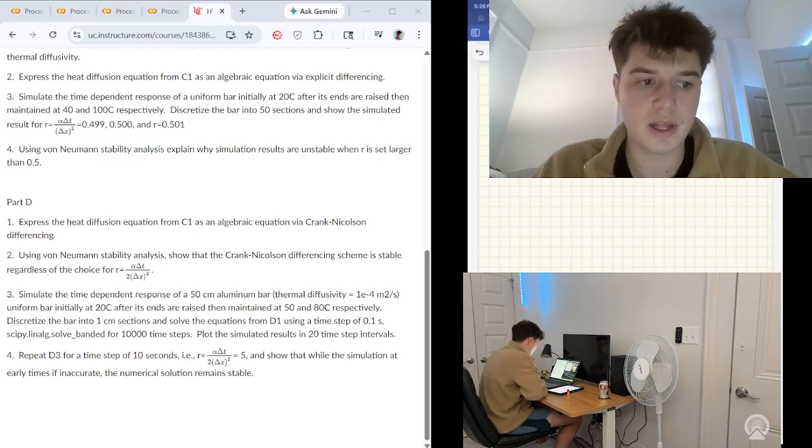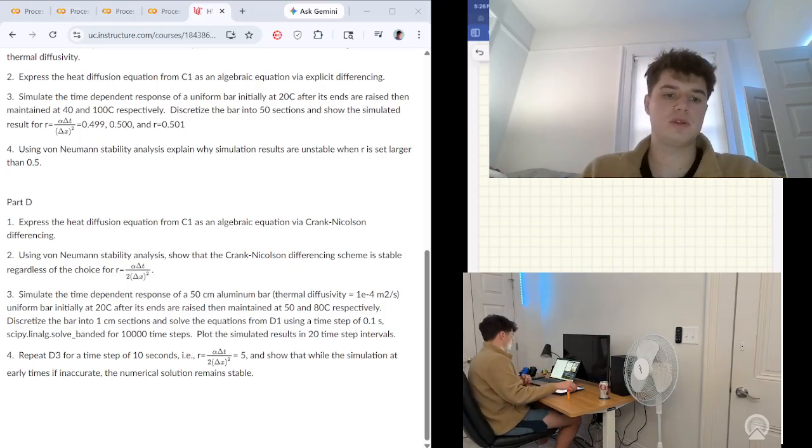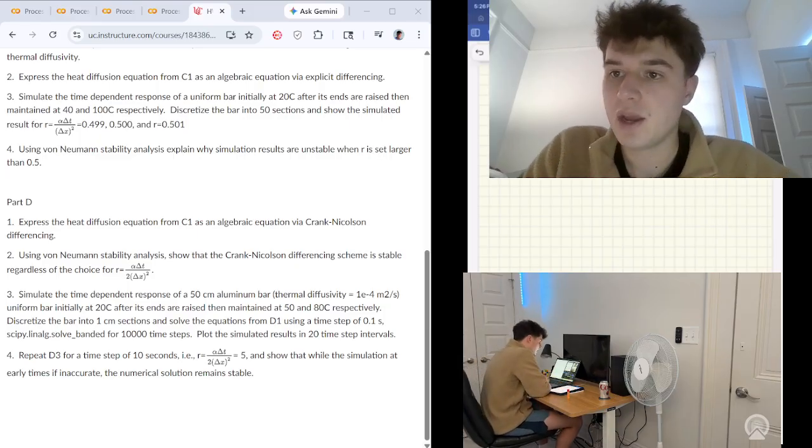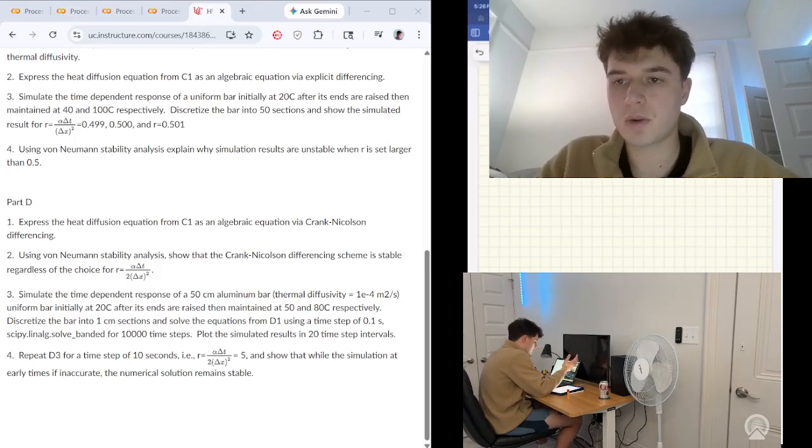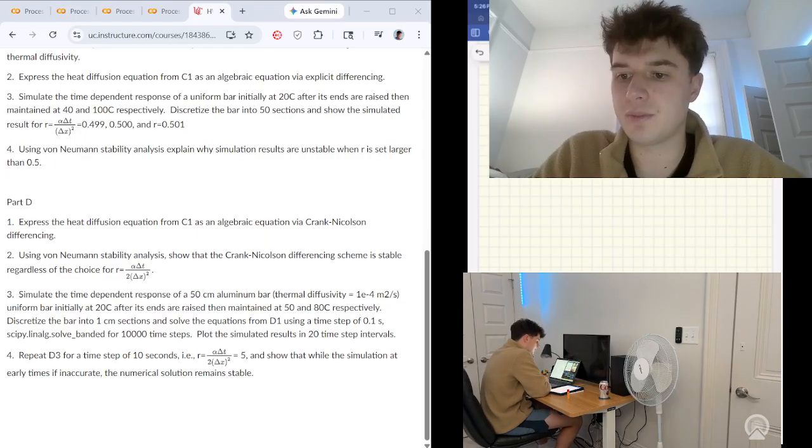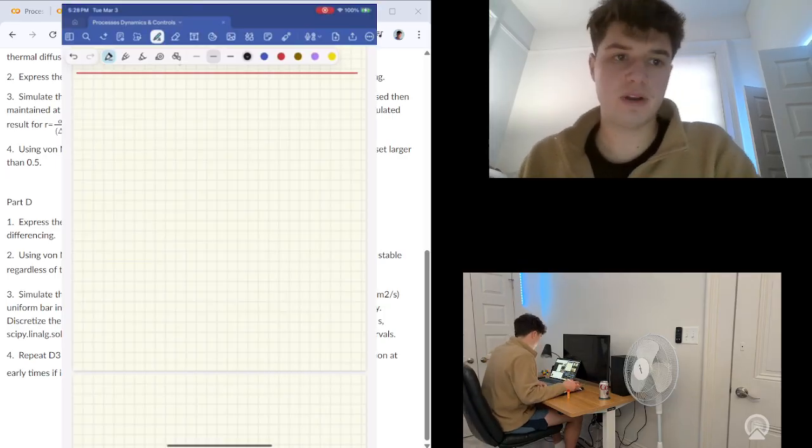And we're going to show how the simulation, at early times, may be inaccurate, but the numerical resolution remains stable. So we're going to learn this as we go. I'm going to explain my work, I'm going to explain how we're doing, and we will learn together. So let's begin with our algebra.